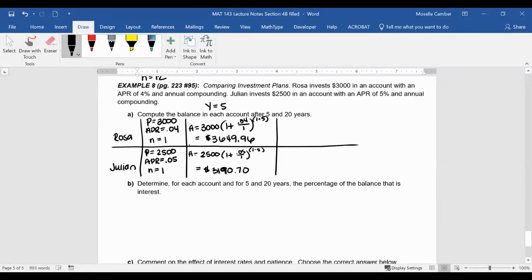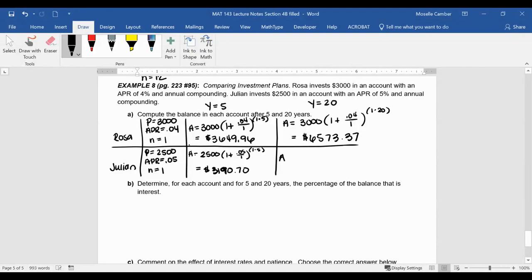So if we're just looking at 5 years, it looks like Rosa has the better option, right? Because she has 36 and Julian only has 31. But let's look at 20 years. What does 20 years do? So Rosa after 20 years, again, she starts with 3,000. 1 plus my rate over 1 time per year, 1 time per year times 20 years. So after 20 years, Rosa has $6,573.37.